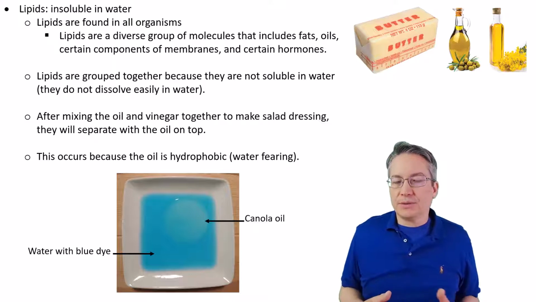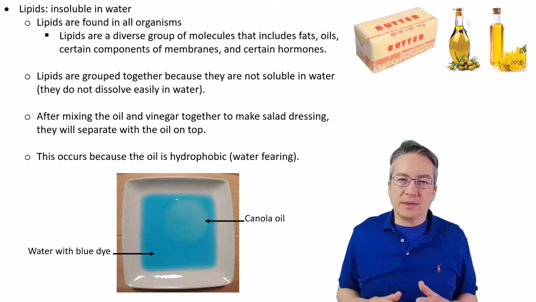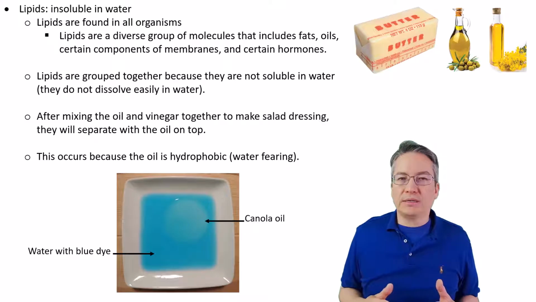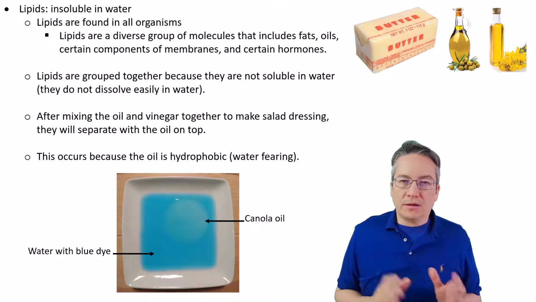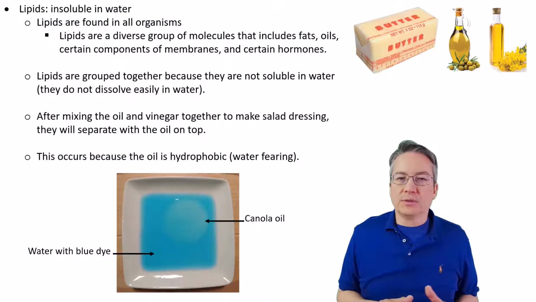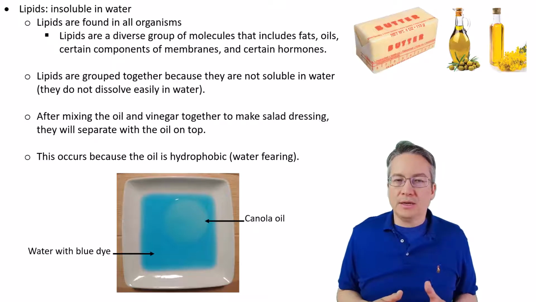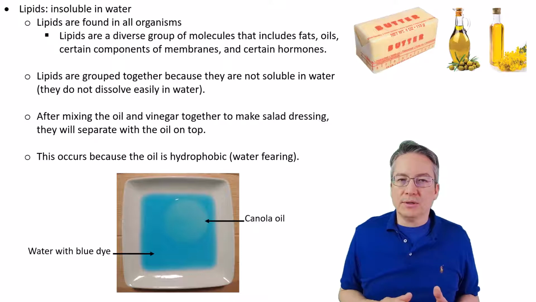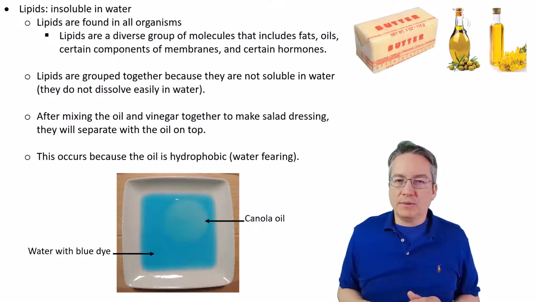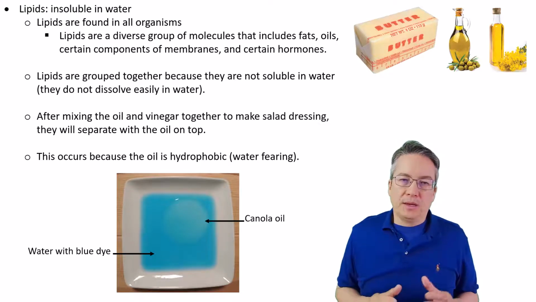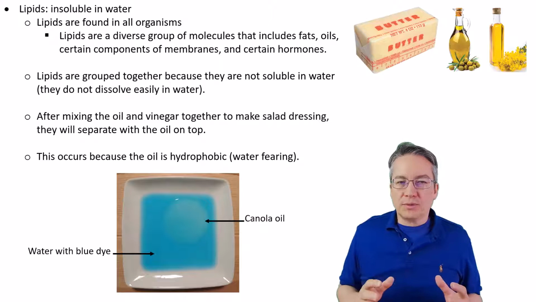Lipids are diverse in the sense that they include lots of molecules that are quite different structurally. So there are fats and oils. Those are very similar, and we'll talk about them. There are components of cell membranes. Those are a little bit different than the fats and oils. And the one that stands out as being quite different structurally are certain hormones, which are steroid hormones, which we'll talk about in a second. But again, these are all grouped together because they have some chemical similarities.